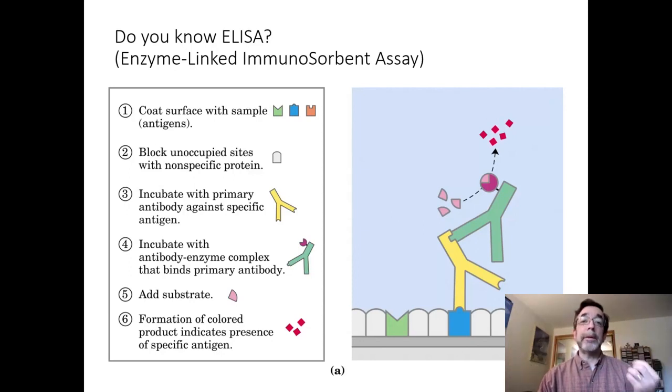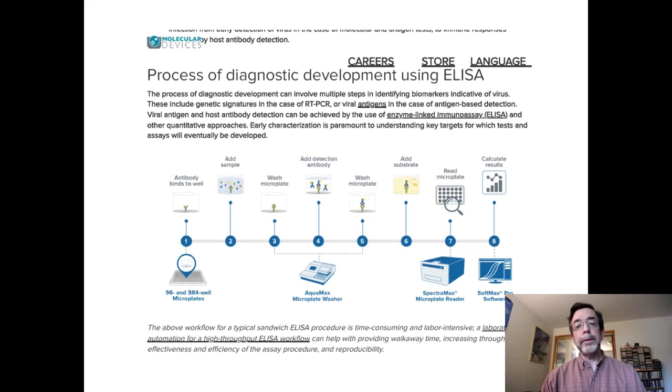Basically, that means that you know you have an antibody that's binding the antigen in that particular well. So ELISA shows up all over the place. There's a lot of plate readers.